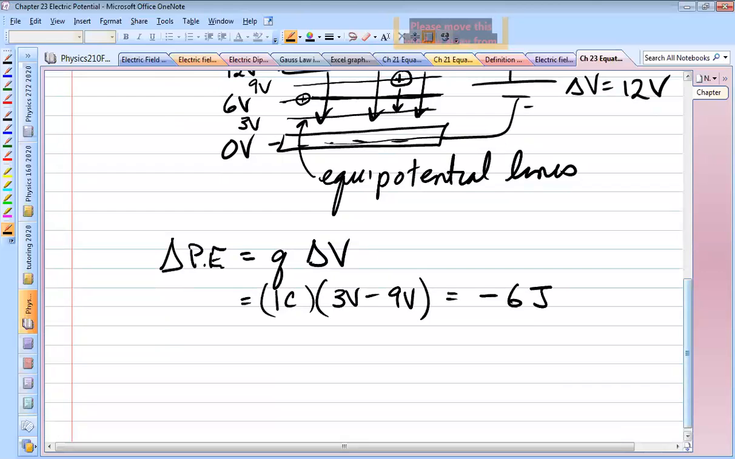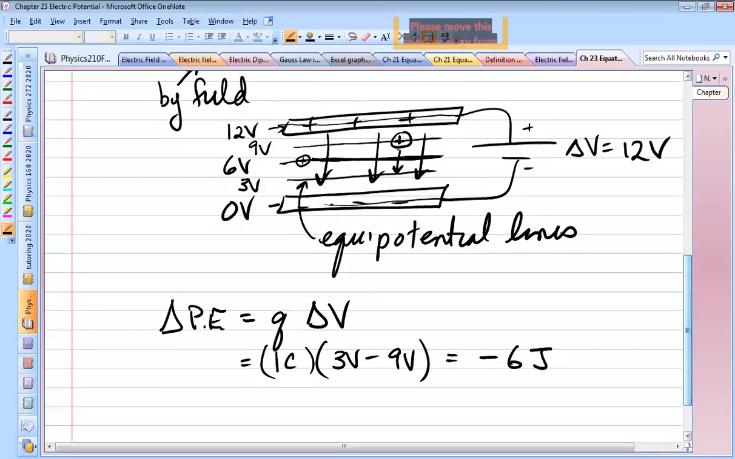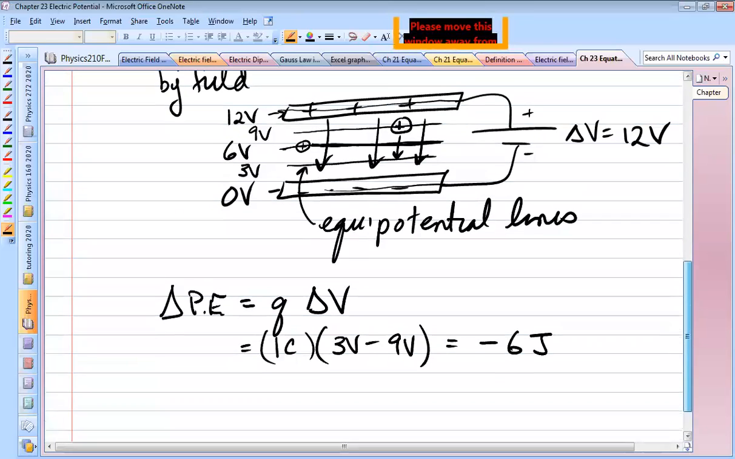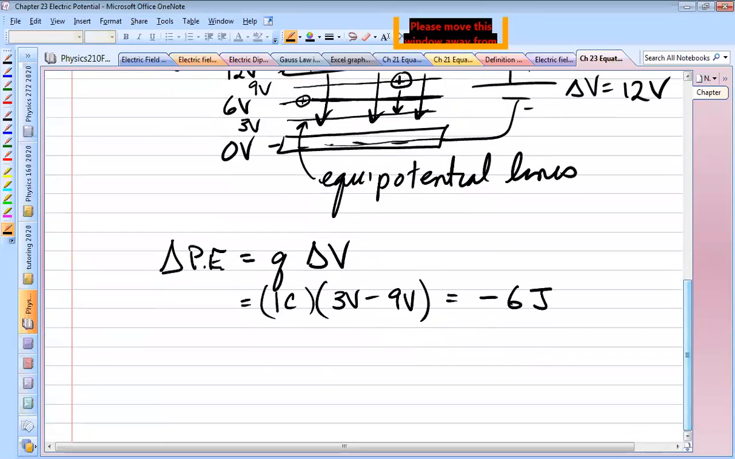Now it will fall. A positive charge falls from high voltage to low voltage. Similarly, it falls and its potential energy decreases. So that's just a handy thing to do to talk about changes in potential energy. Okay, so that takes care of the first equation.